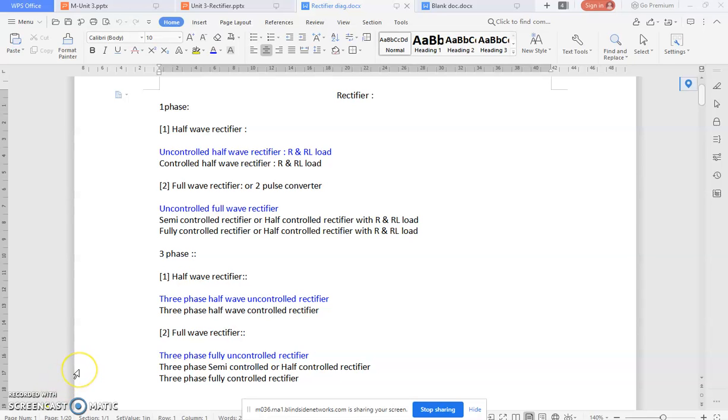So a rectifier, you can call it an AC to DC converter. It converts the AC power supply to a DC power supply. That is called a rectifier. Okay, good. Then the next one is where it is applicable.